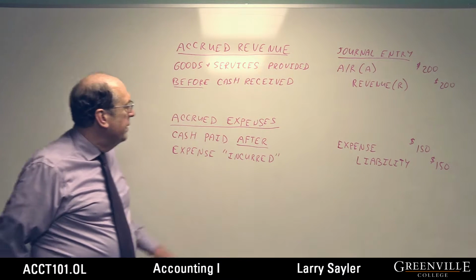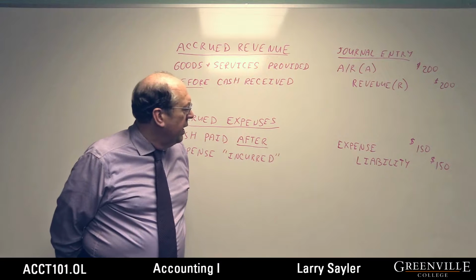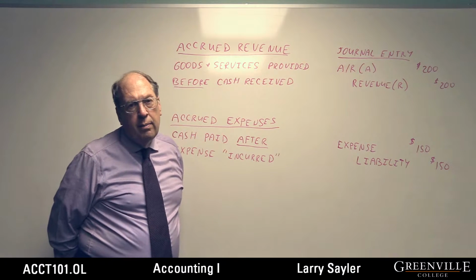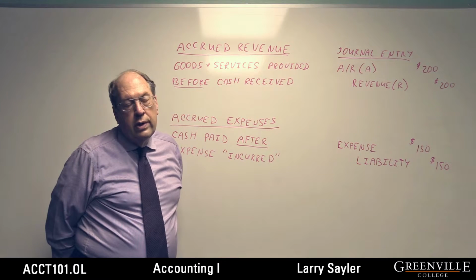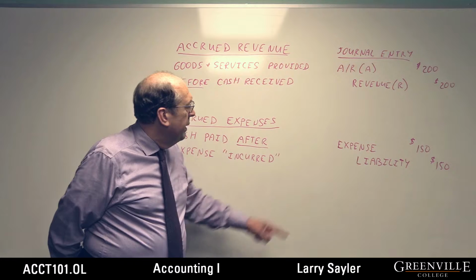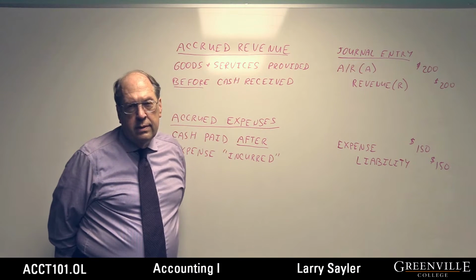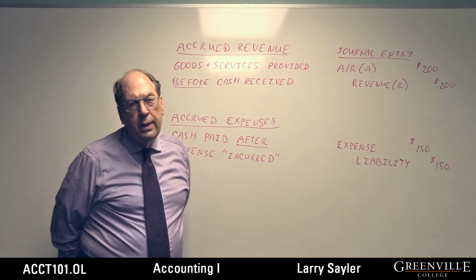So debit expense, and it may be wage expense if it was wages, and credit a liability account of some sort. For example, wages payable. That would be a liability account. If it was electricity for an electric bill, it might be utility expense or electric expense. And then credit, instead of wages payable, credit accounts payable.